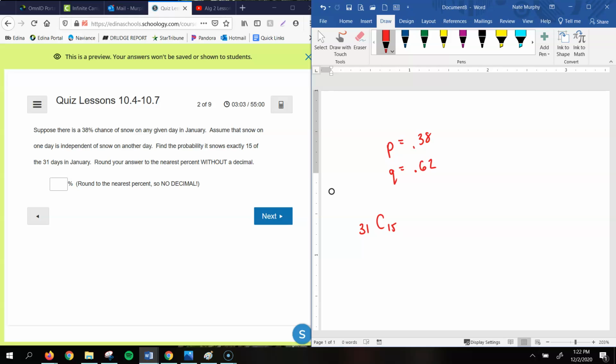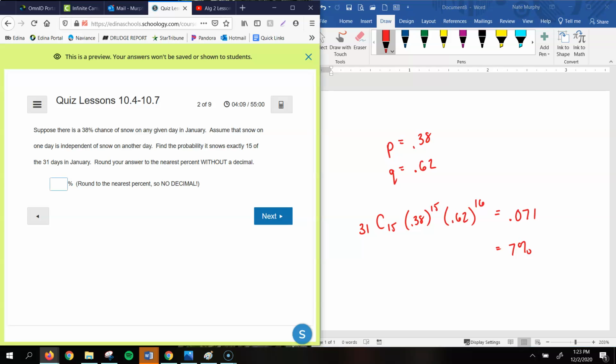Again, our probability of a success is that it snows, and we're going to have 15 days where it snows. The probability of a failure would be 62%. And if there are exactly 15 days where it snows, that means there are going to be 16 days where it's not going to snow. You can do this all in your calculator in one step. When you do that on your calculator, we get 0.071 and it keeps going. It says to write our answer to the nearest percent without a decimal. So when I change that to a percent, it'd be 7.1%, but without a decimal, it'd just be 7%. That would be our answer here.